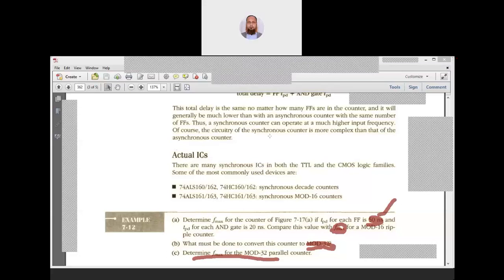If you have finished any of the answers, you can write in the chat. If you finish the first answer, what is the F max value? You can write in the answer. Then you can compare what is the F max for the mod 16 ripple counter. Then that is the comparison.